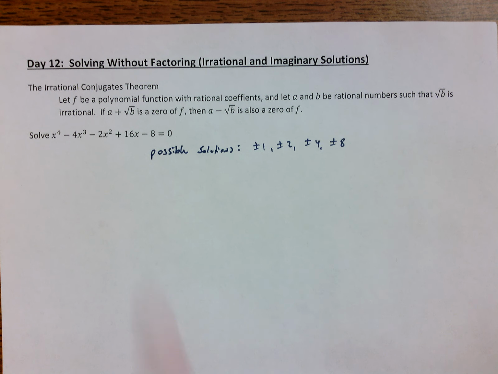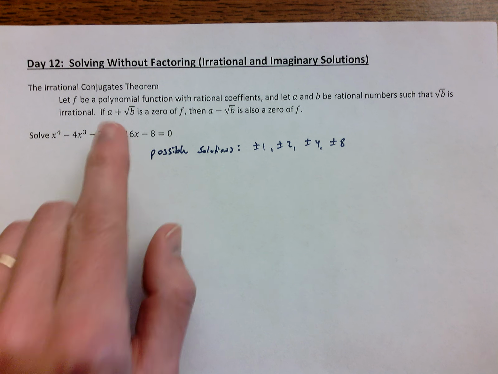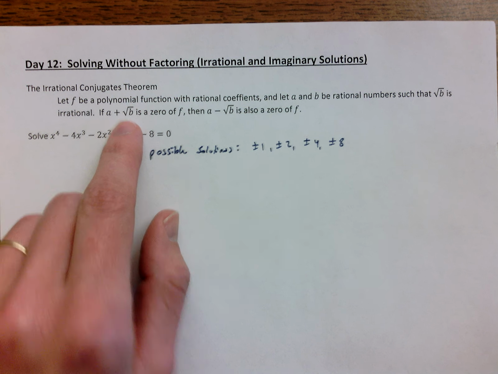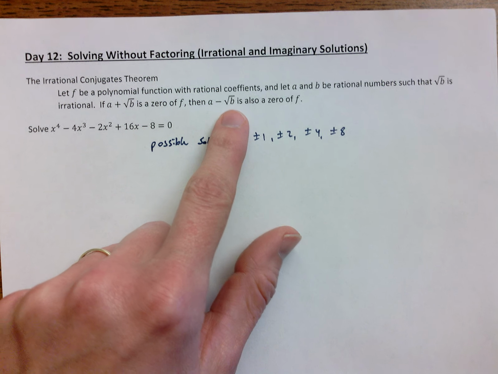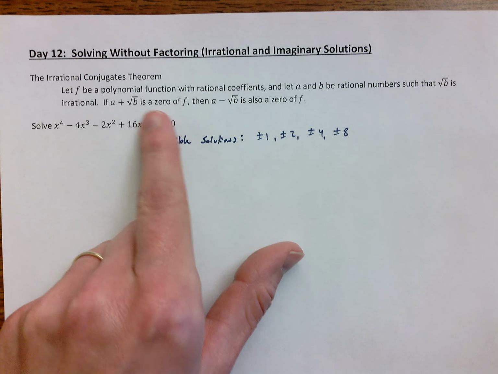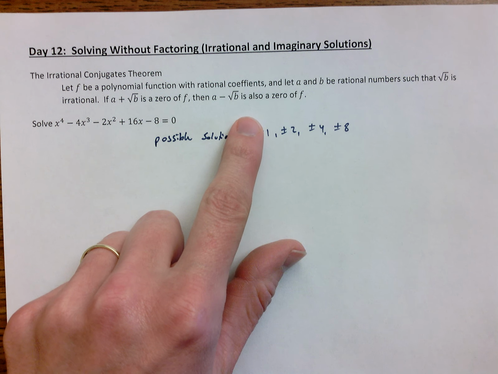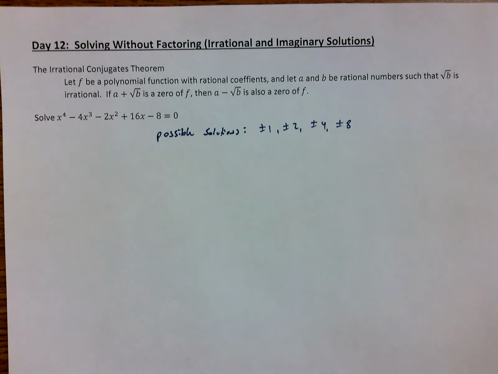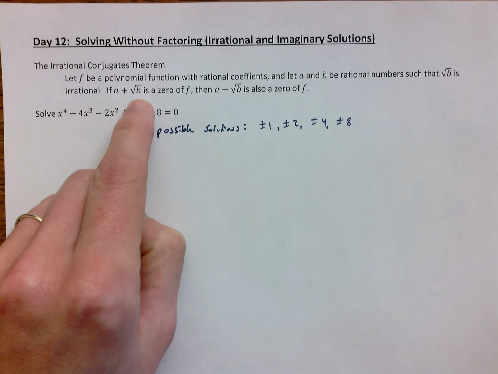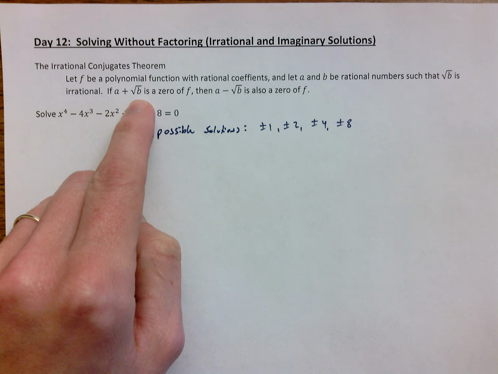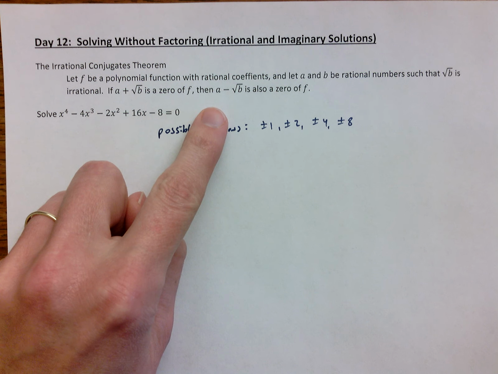If that's the case, then if a plus the square root of b is a 0, then a minus the square root of b is also a 0. So those two are conjugates, same things, but one's plus, one's minus. And that should make sense, because if you think about what would happen when you were solving, the fact that there's a square root here means you square rooted at some point. And whenever we take square roots, you get a positive and a negative answer. So that's kind of where this comes from.